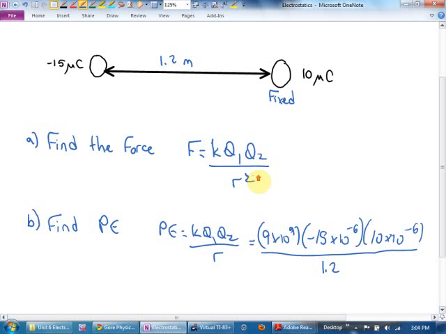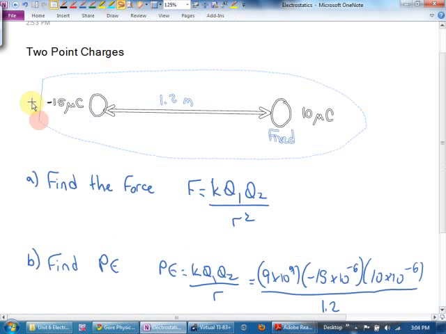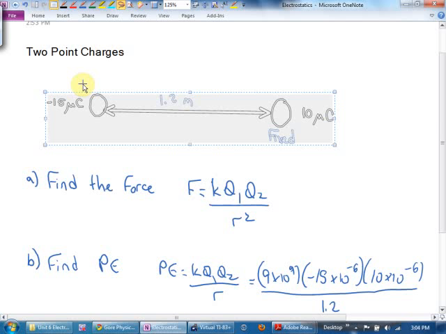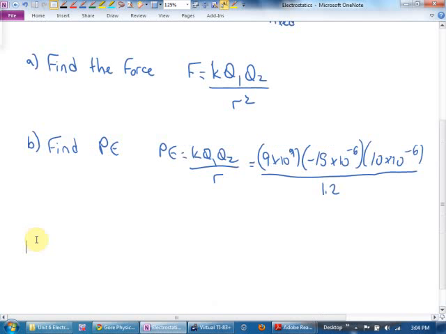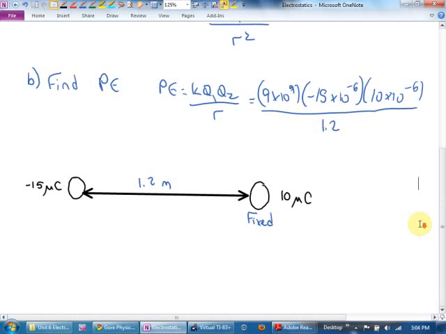What else can I ask you with a diagram like this? I can say, if I give you a location, how about halfway, so that this is 0.6 meters and that this is 0.6 meters, and we'll call this location X. I like this question.